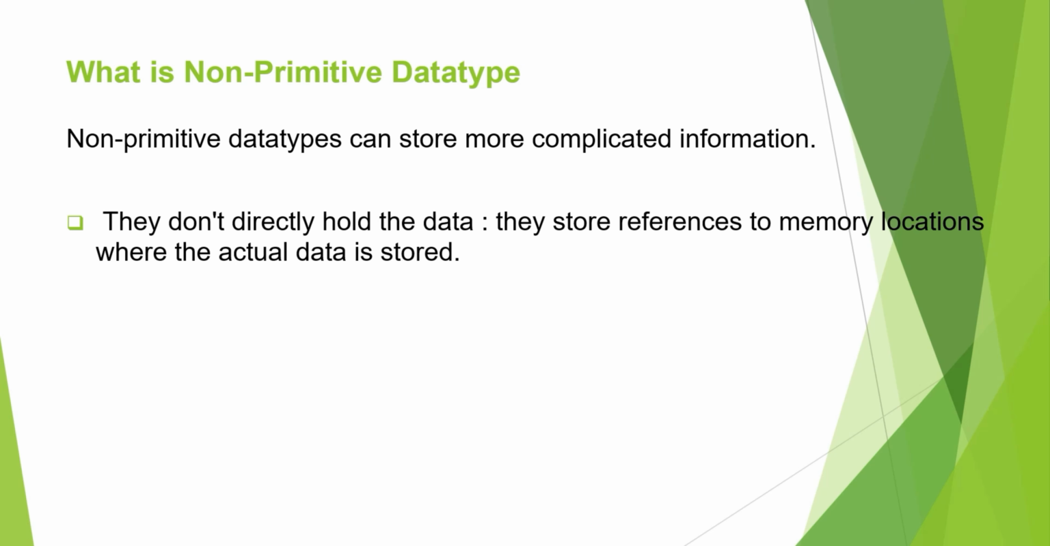More complicated information means instead of just storing a single number, you could use a non-primitive data type to store a list of numbers, a sentence, or even a collection of different kinds of data, that is name, age, or address. A list of numbers, like if you want to print the roll numbers of 100 users, so you can use non-primitive data types. Some common non-primitive data types are list, array, and objects. These allow you to work with more than just a single piece of data at a time.